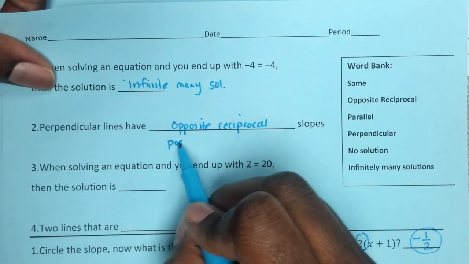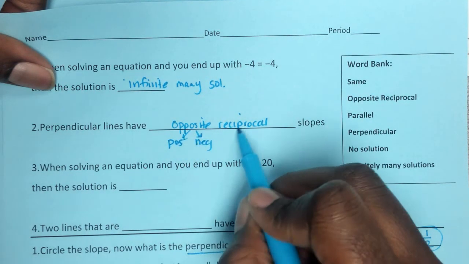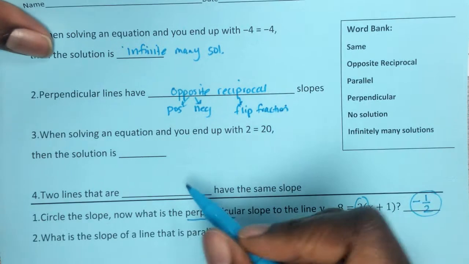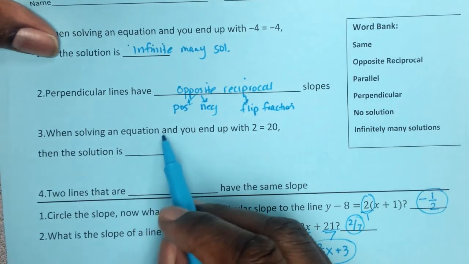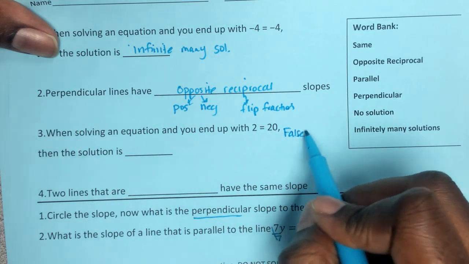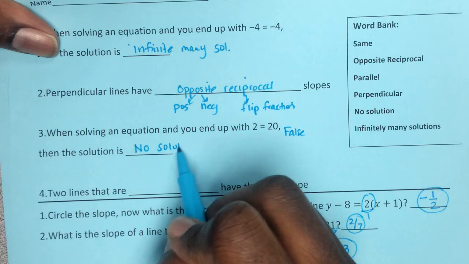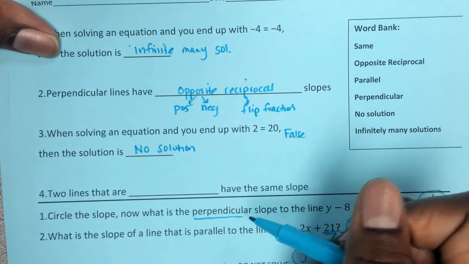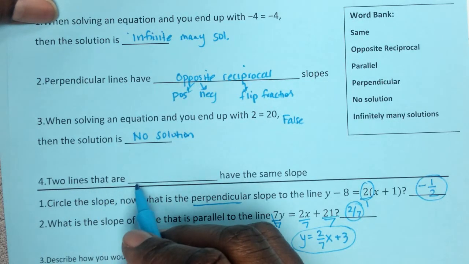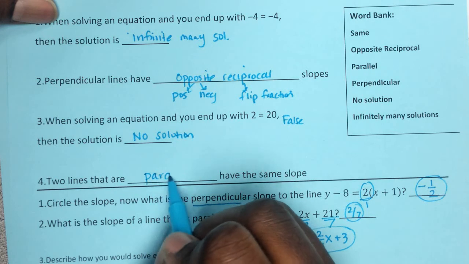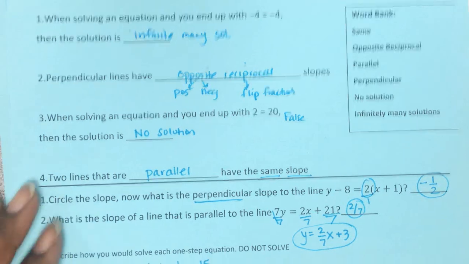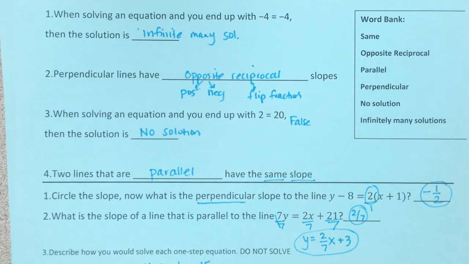Opposite means if one is positive, the other is negative. Reciprocal means to flip the fraction. Now, when you're solving an equation, remember when the x's cancel and you end up with a false statement, this is false, that's when it's no solution, because they're not equal. And two lines that are, this is on the board too, parallel lines have same slope. All right?